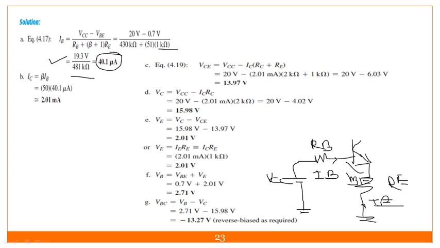And IC is equal to beta times IB. So multiply this value by 50. You will get 2.01 milliampere. That is my IC. IC is 2.01 milliampere over there.